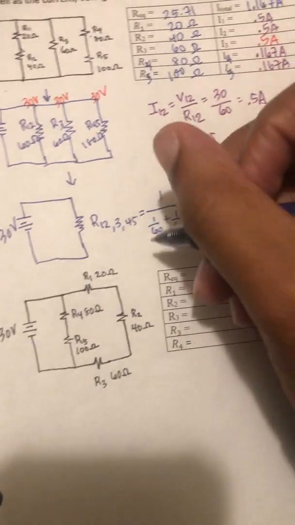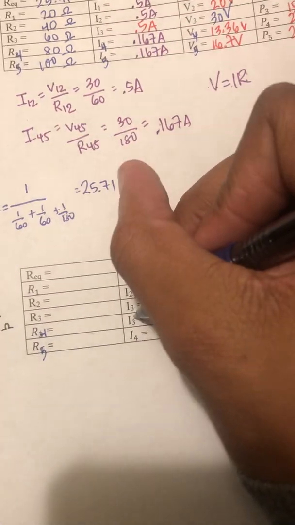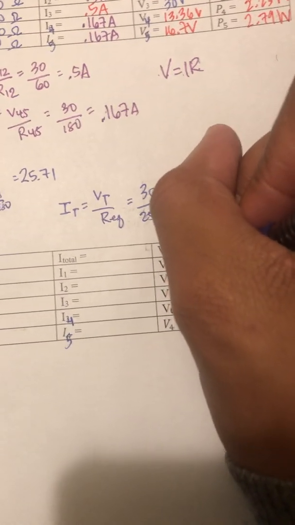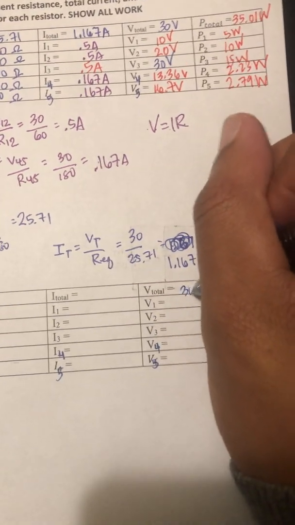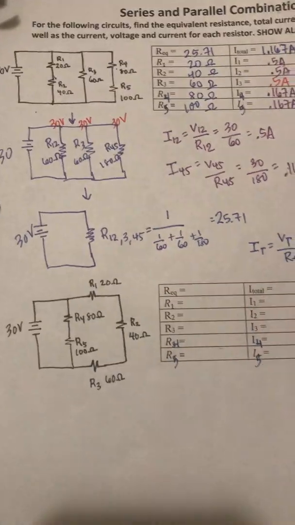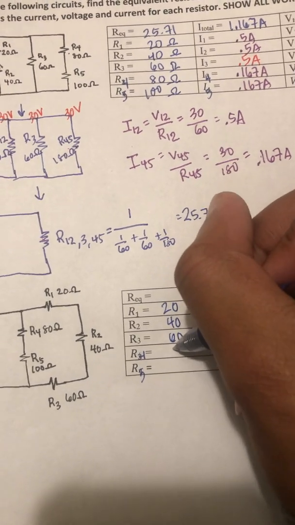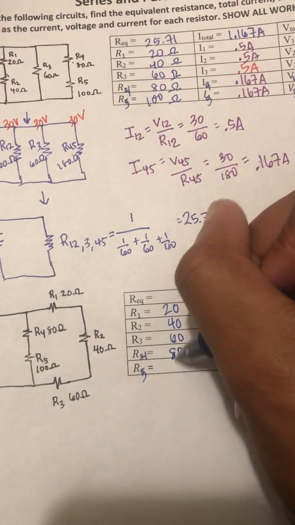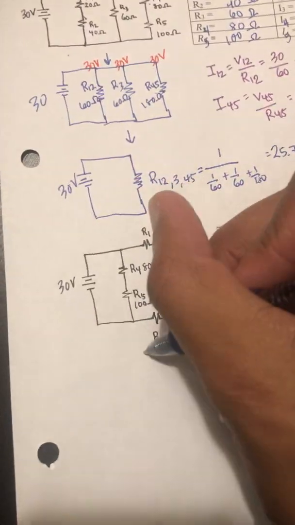First, I'm going to make the correction in my chart because I made some typos, sorry. All right, let's first add everything we know. Total voltage is 30 volts. And then we have 20, 40, 60, 80, 100 again. First thing we want to do, find REQ by simplifying.